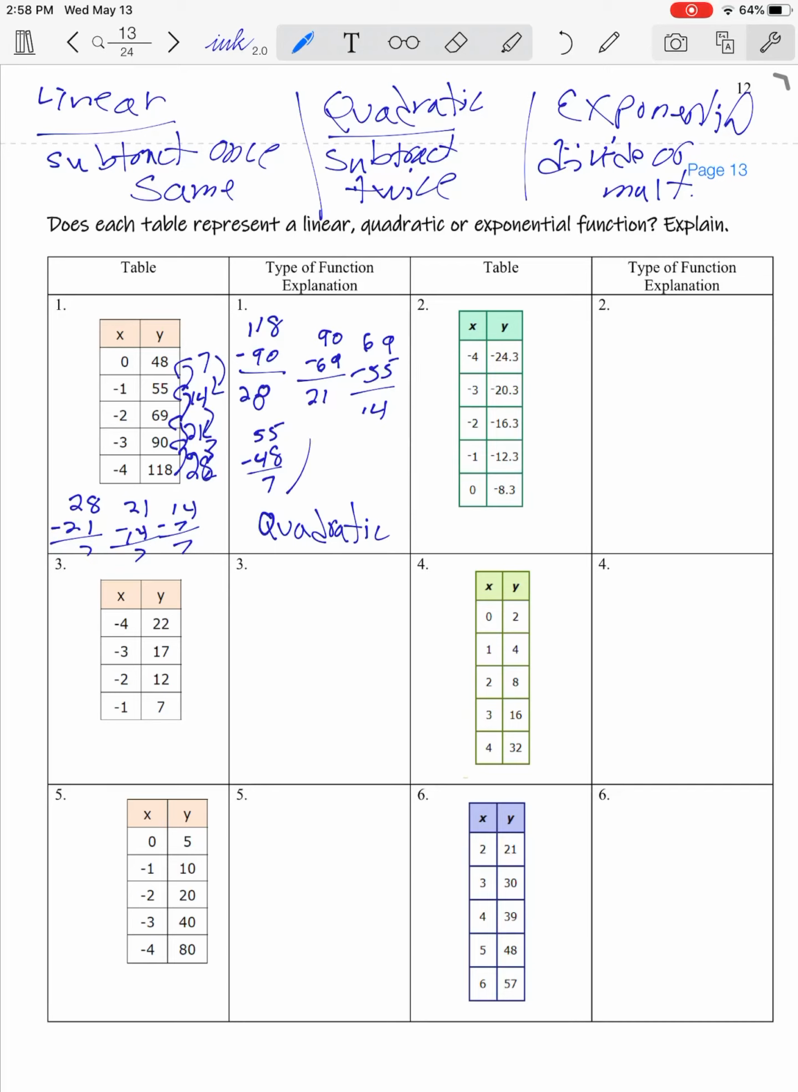Okay, that one, the thing is, all this work, these subtraction things, you don't have to write any of it down if you don't want to. You could just do it in the calculator and write the answers down.